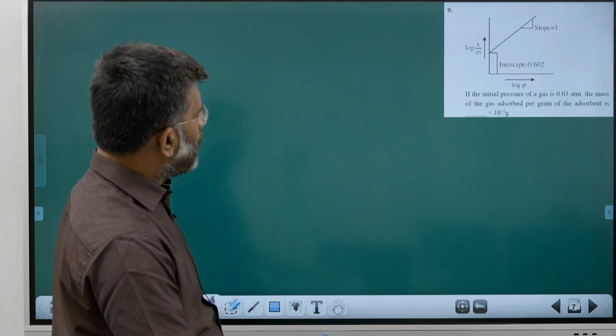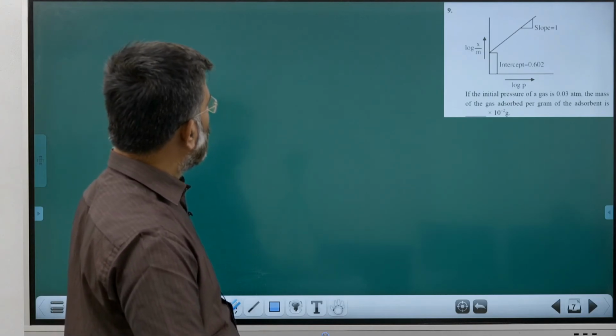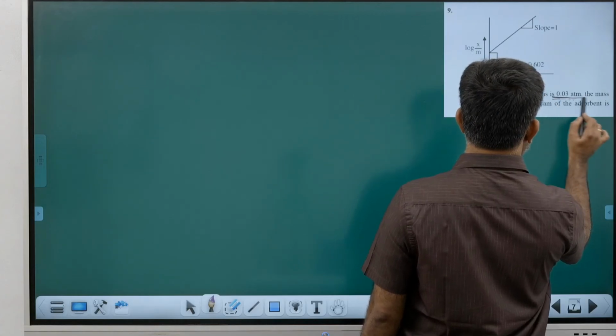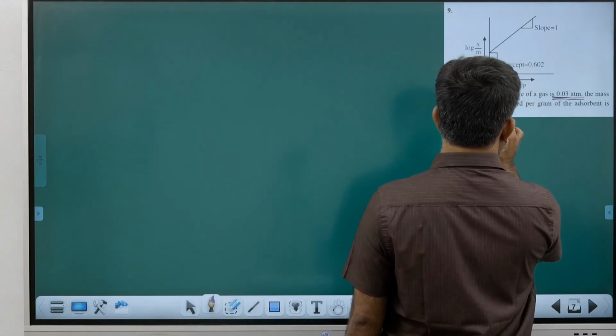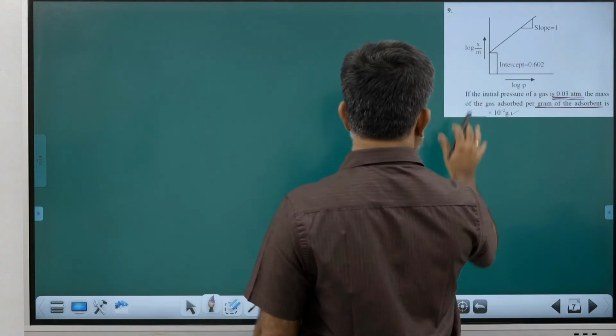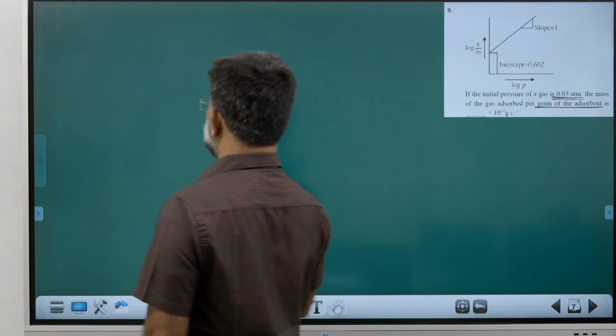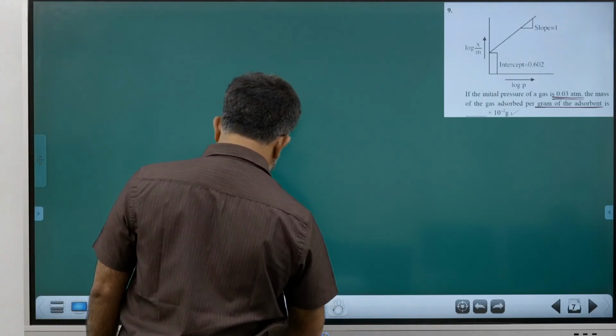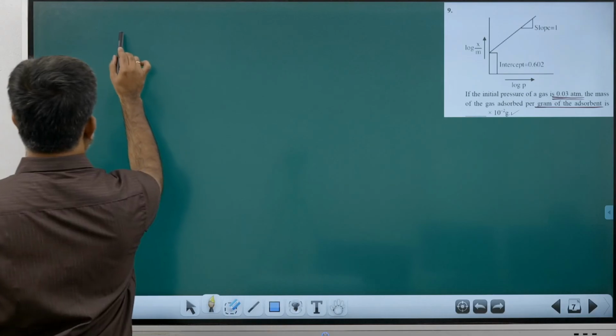Log x by m, log p graph is given. If initial pressure of gas is 0.03 atm, the mass of gas adsorbed per gram of the adsorbent is a value into 10 power minus 2. So we want to find out x by m.